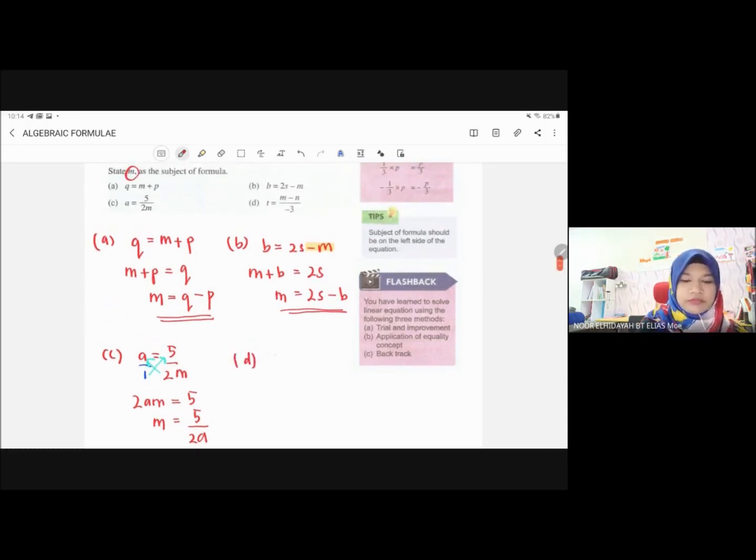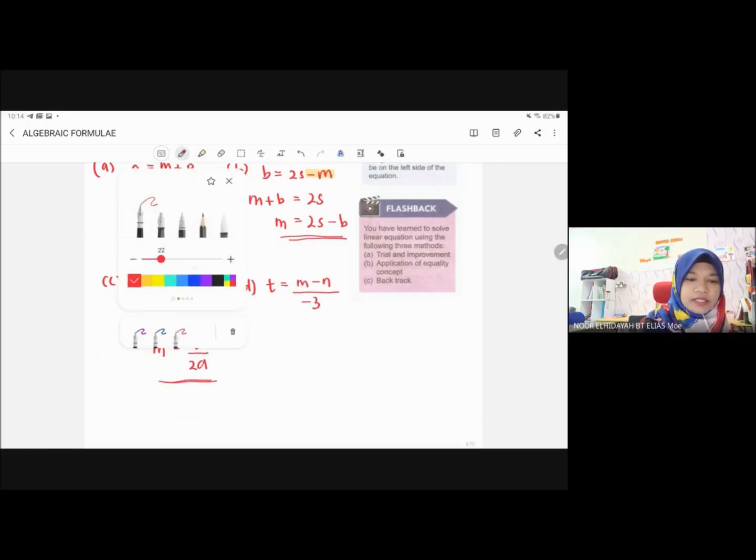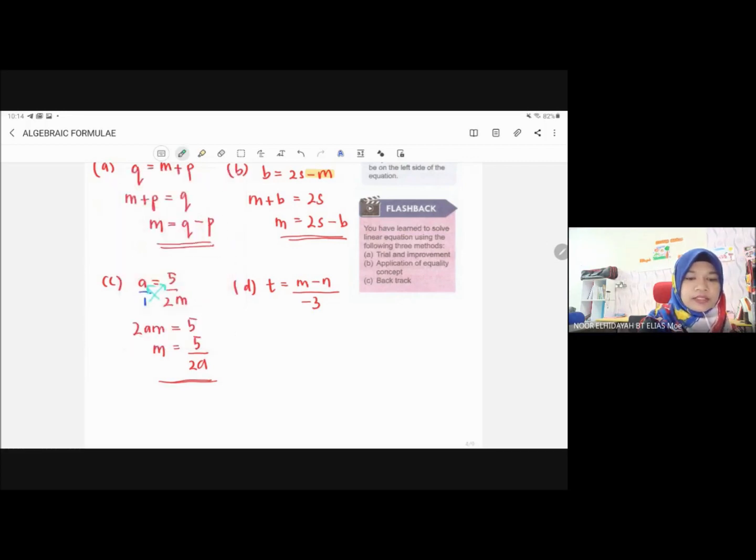Given T equals to M minus N over negative 3. Alright, now. Okay, sekarang apa yang kita perlu buat? Kita perlu cross multiply. Okay, sebelum tu cikgu tambah dulu supaya awak nampak kenapa dia akan jadi macam tu. Alright. So yang ni cross multiply. Okay, apa yang ada di sini is negative 3t. Okay, negative 3t because times negative 3 times t. And then equals to M minus N.